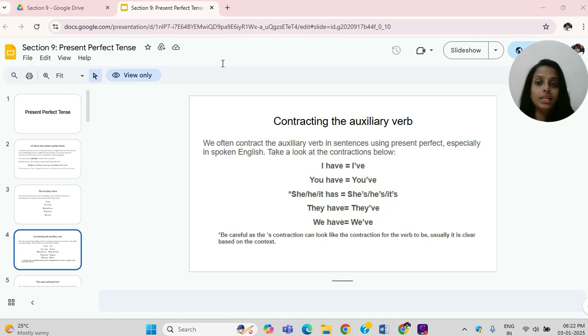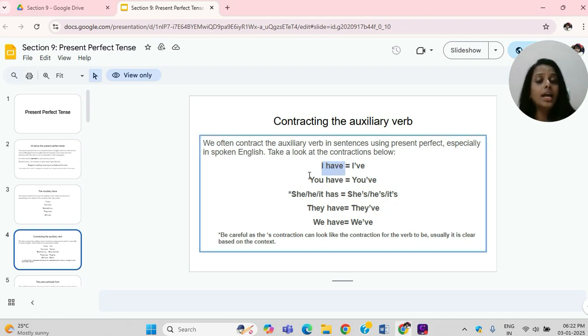Let's see the contractions in the present perfect tense. In spoken and informal English, contractions are commonly used. For example, for I have, we say it as I've, and for you have, it's you've, and for she, he, or it, we usually use the word has, and it's she's, he's, and it's. And for they and we, it's they've, because it's have only, and for we also, it's the same, we've. So you need to be very careful because the contraction with the apostrophe s can also mean is or has. So it depends on the context. The context is very essential here.